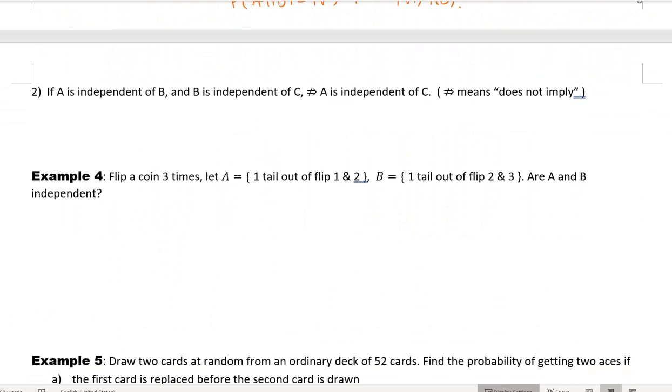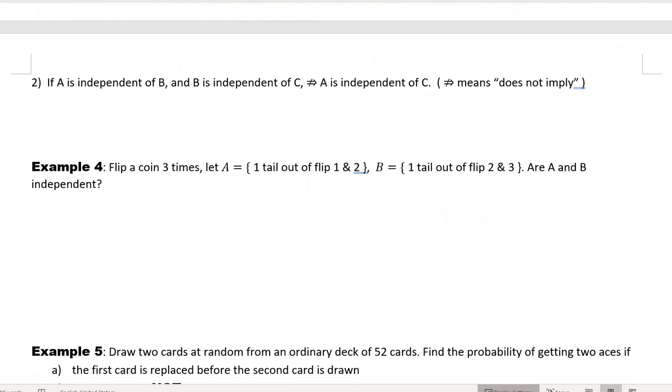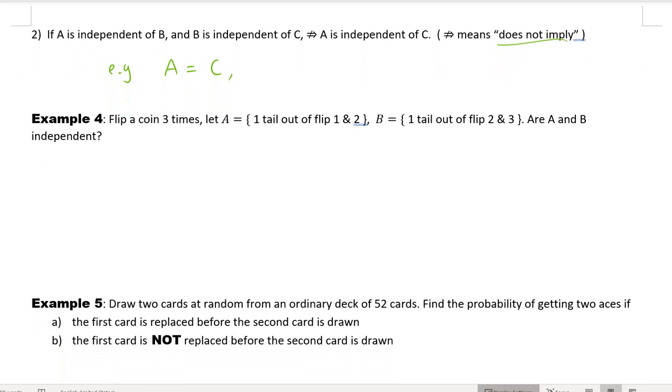Alright, let's continue. If A is independent of B and B is independent of C, this does not imply A is independent of C. For example, we can just take A to be C. Now you can see A and B are independent and B and C are independent, but A and C are actually the same thing.